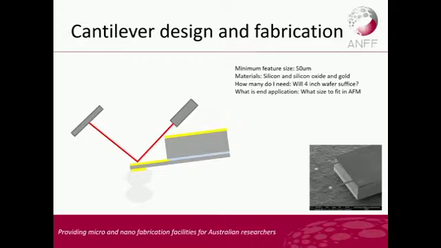Some of the features were, the minimum feature size is 50 microns, so they weren't particularly small, and the materials used were silicon oxide and gold. They needed gold on here in order to be able to trap the bubbles onto the end, and they also needed gold up here in order to be able to shine a laser off the back of it. And then you have to think, well, how many devices do I want? They wanted quite a few because they're going to do a lot of experiments.